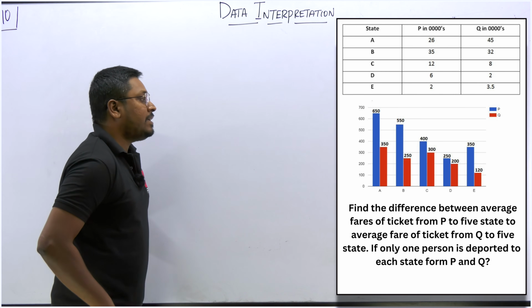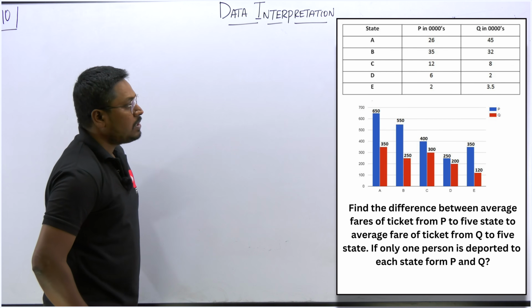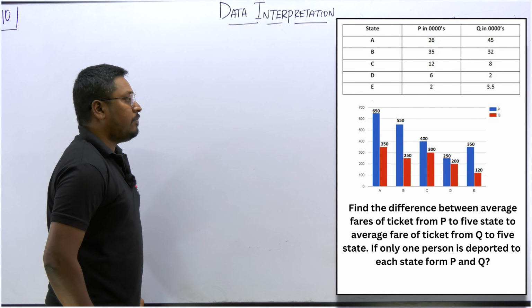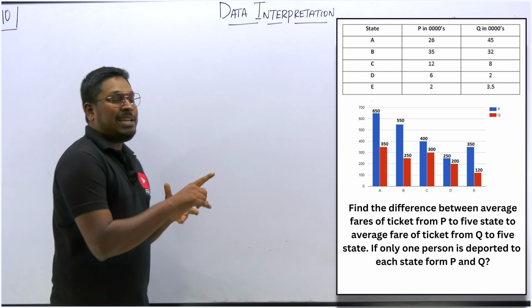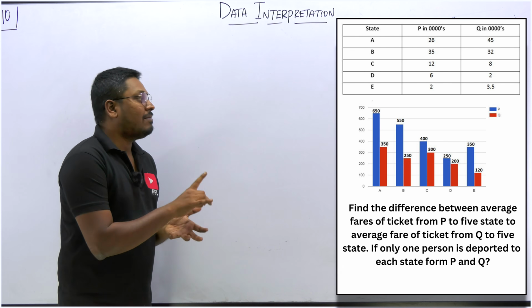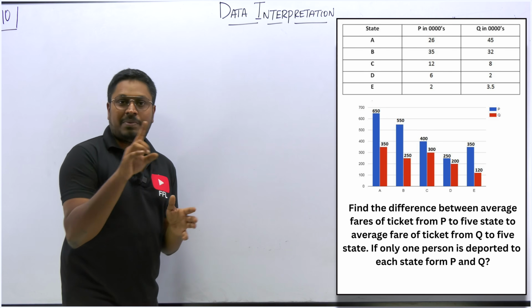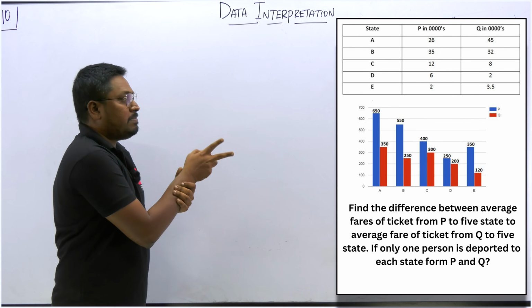Find the difference between average fare of ticket from P to 5 states and average ticket from Q to 5 states if only one person is departed from each state, from P and Q. So only one person, right? If we need to calculate only one person, I think the table chart is not required, because the train ticket has been directly given for both the states P and Q.